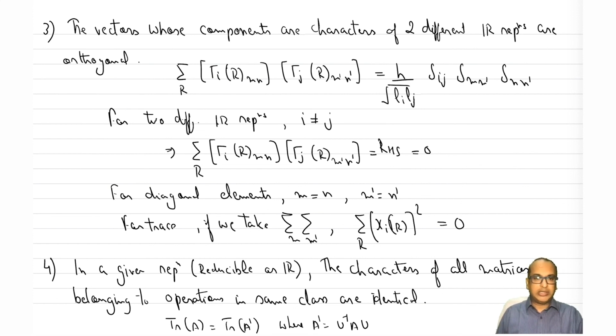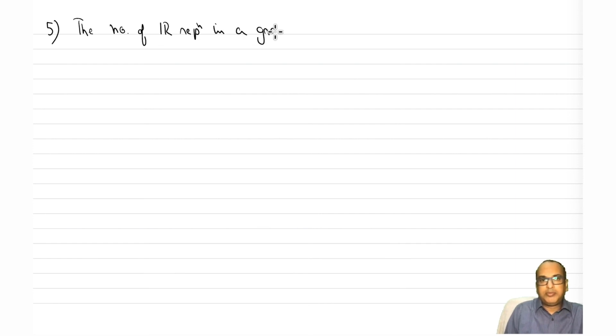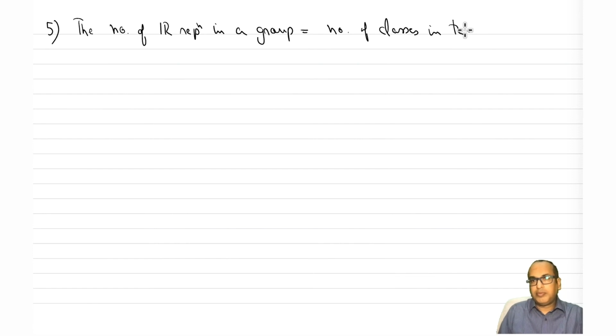Again, we are not going to discuss this. And the fifth property, which is derived from GOT, is that the number of IR representations in a group is equal to the number of classes. This also we have seen. So these are the 5 properties of the great orthogonality theorem, and we have seen a couple of proofs, but the rest of them we are just using the properties as is.